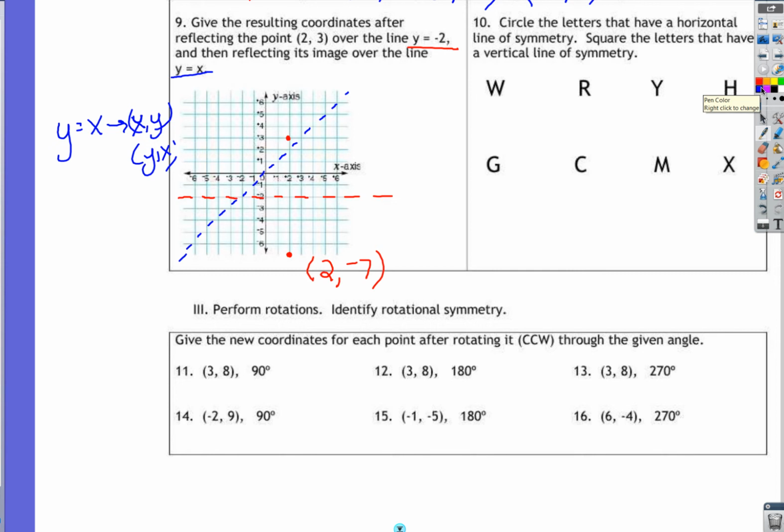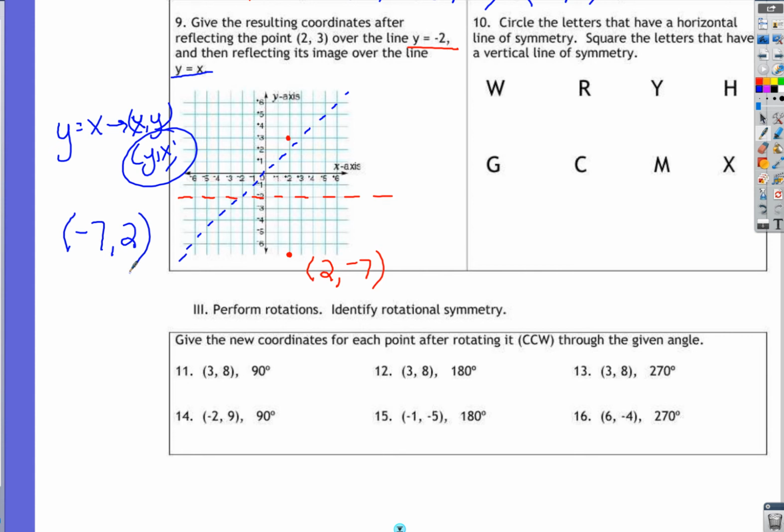Okay. So my rule when I go to y equals x, when I reflect across that line, I just flip-flop my x and my y. That's my rule. So if I have this point right here, all I'm going to do is flip-flop them. My second one's in blue, because it says "and then," that means I'm going to do one and then the other.